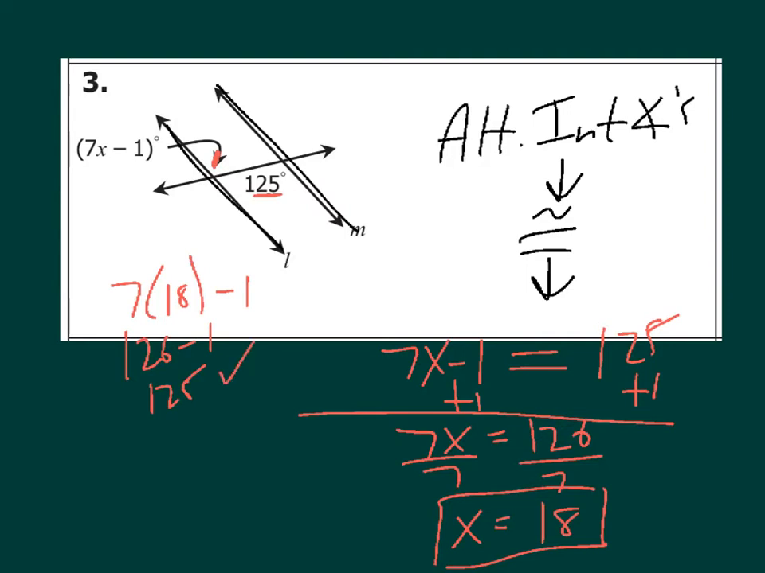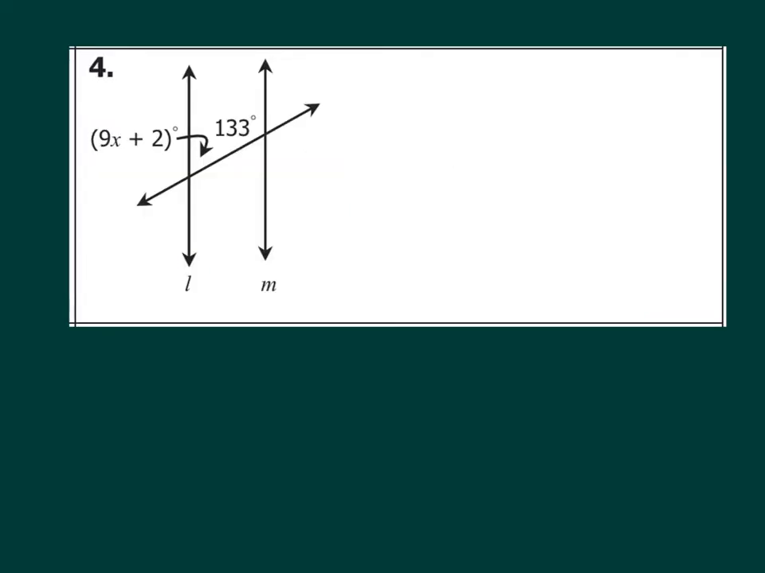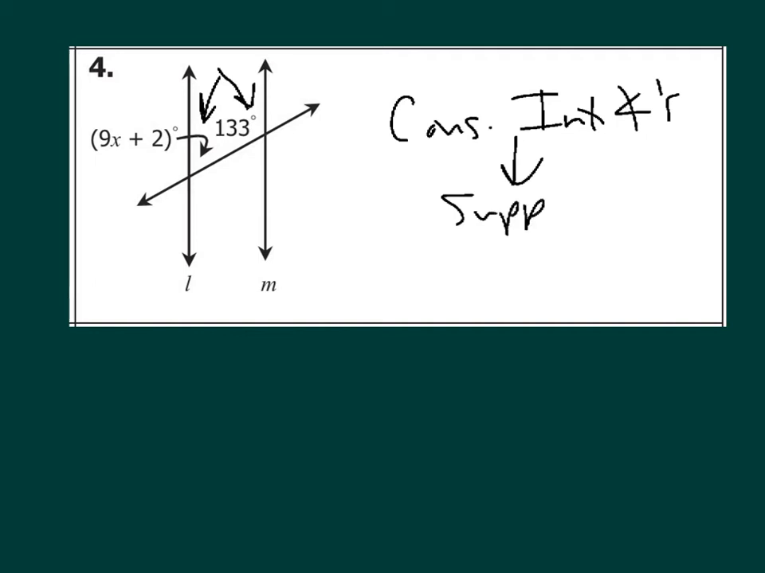Beautiful. Move on again. What's the relationship between these two angles? They're both on the inside on the same side, so they are consecutive interior angles. If you look on that sheet, that means that they are, remember, linear pairs and consecutive interior angles are the only two that are supplementary. So what does that mean? That means that two things add up to equal 180. And who are those two things? 9x plus 2 and 133.